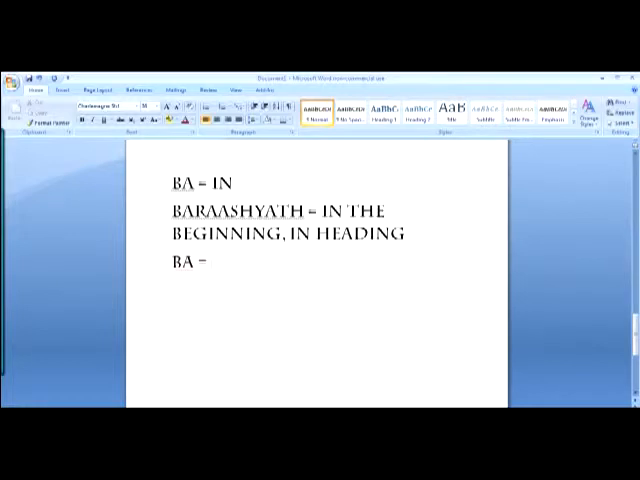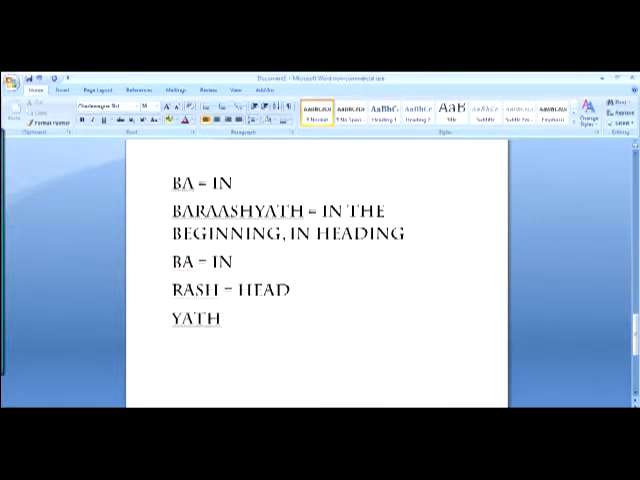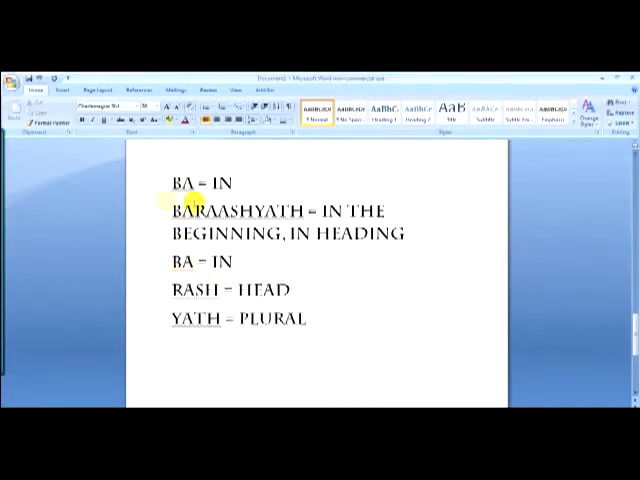The ba is "in," right? Ra'ash is head. Okay, and the yath at the end of the word makes it plural. Okay, so Bara'ashiath: ba is in, Ra'ash is head, and yath makes it plural. That's what you got here, Bara'ashiath, which is in the beginning or in the heading or in heading. All right, that's the preposition ba.